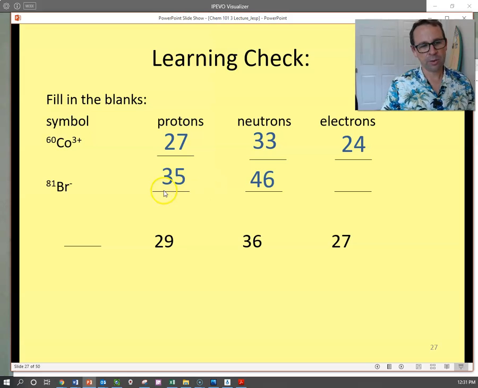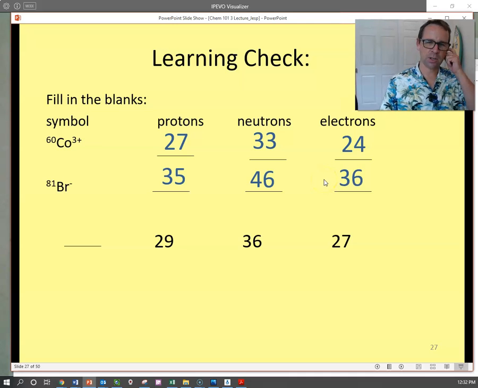35. The same as protons? Maybe you can't see. There's a negative charge on bromine. Yeah, it's a negative. It's small. I couldn't see the negative charge. Okay, so that would be 36. 36 electrons. Very good.